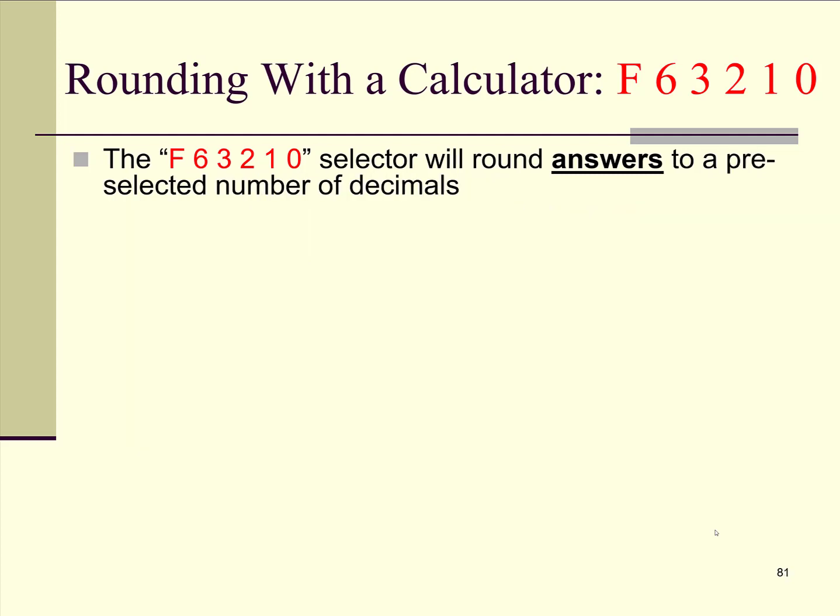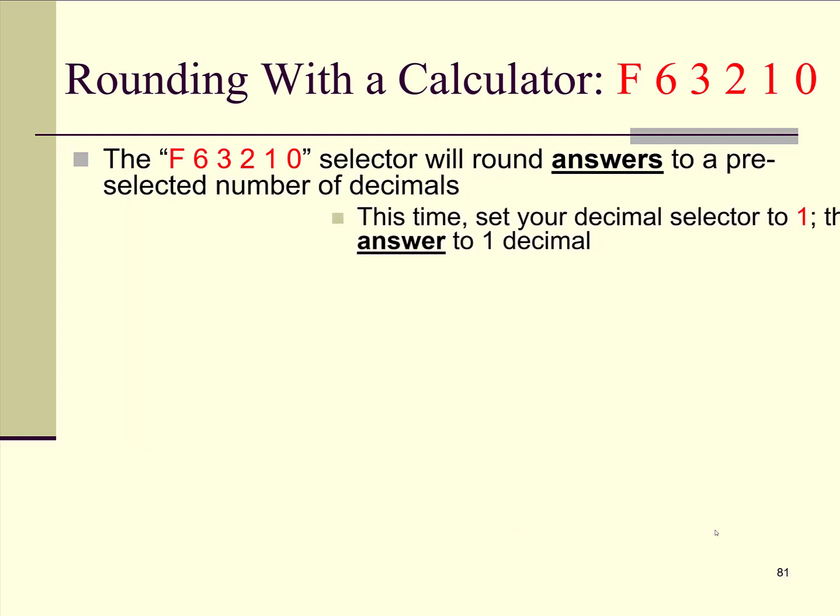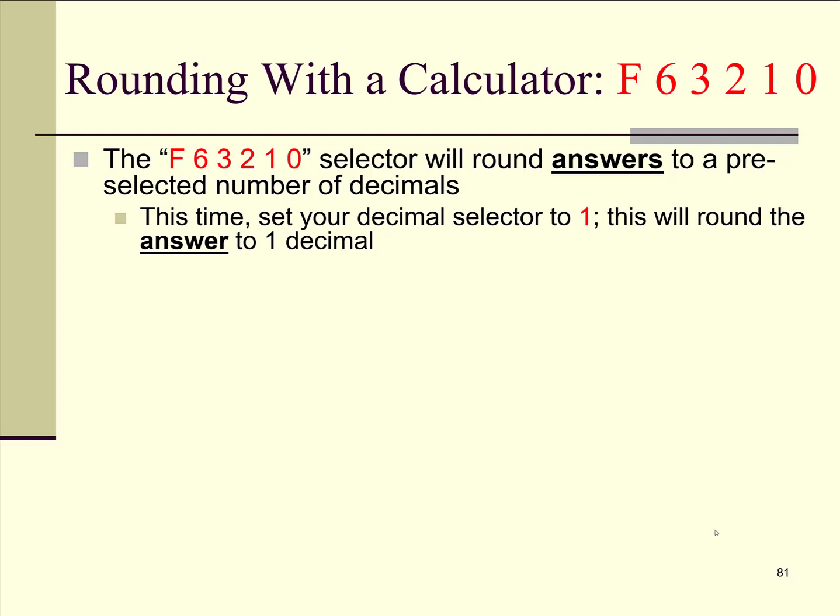But now we're going to round the answer to one decimal. So to do that, set your decimal selector, the F63210 selector, to 1. Again, remember that this will round the answer. It does not round the numbers that you are entering to be added. It only rounds the final answer to one decimal.